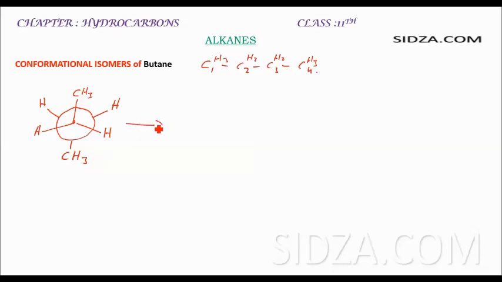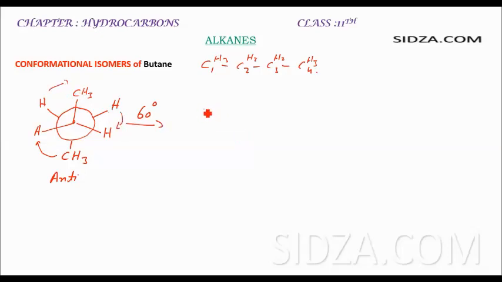Now what actually is this? This is called a staggered, or also anti, conformation. If I rotate it by 60 degrees, suppose I rotate the back carbon, now you'll get it like this, right? It will shift here, and it will shift here.